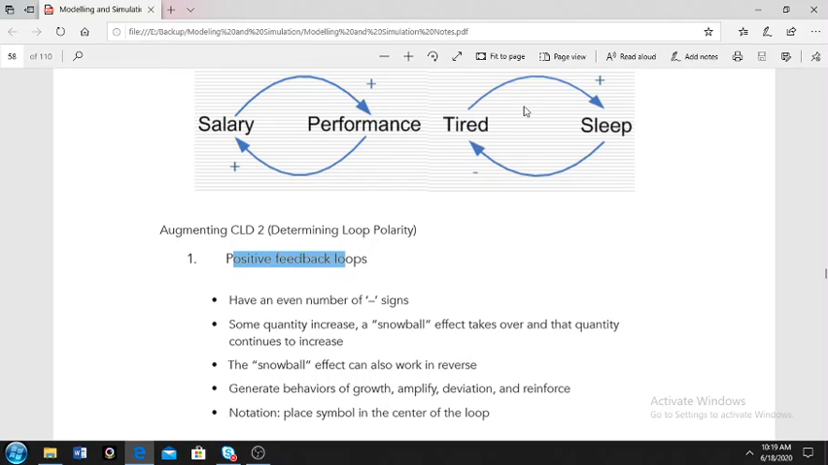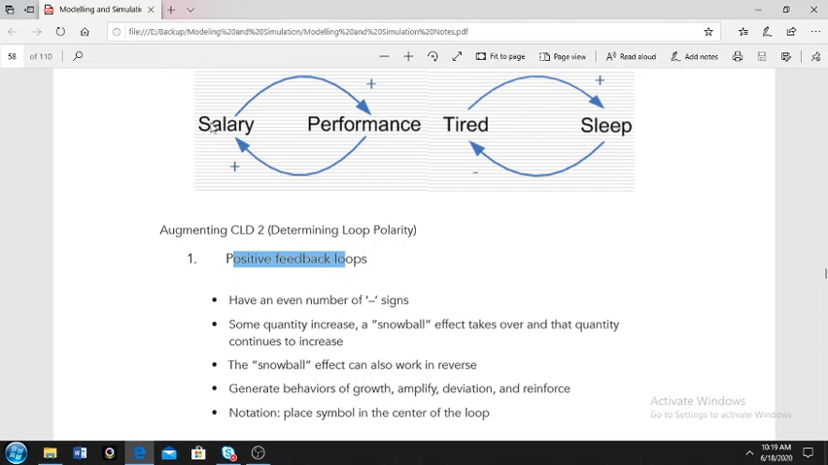Now this one is negative, or balancing. Why? Because the more you are tired, the more you sleep. The more you sleep, the less you are tired. So you have moved from more and you have reached less. So from more to less, it is balancing. You can also do it the other way around. You are less tired, you sleep less. You sleep less, you are more tired. So you move from less to more. So it is balancing.